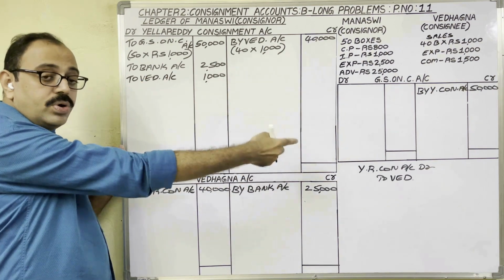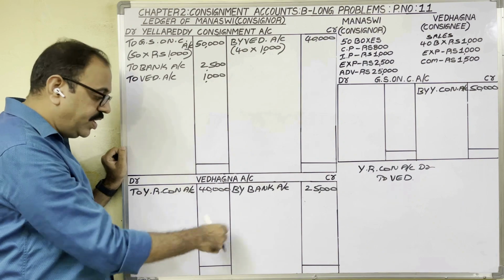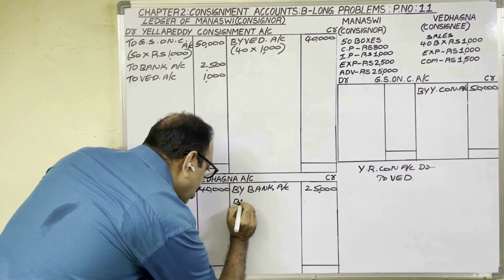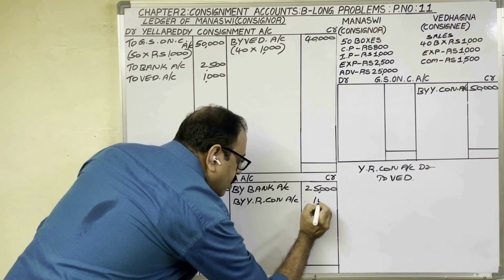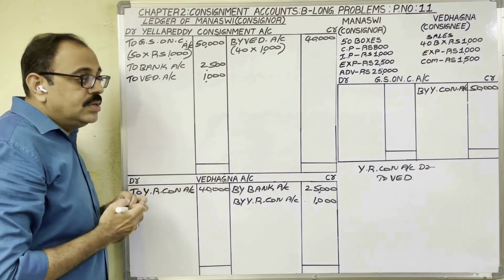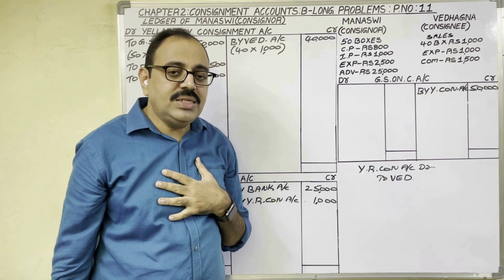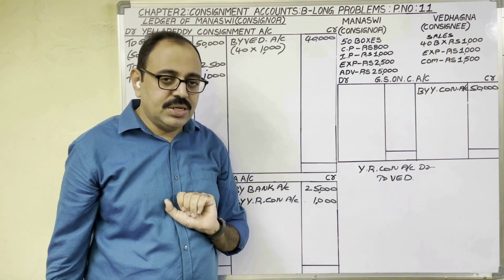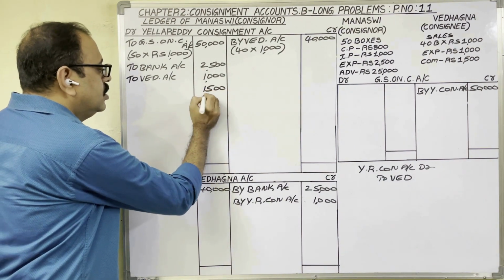As Vedagna's account is credited, we should post this entry on the credit side of Vedagna's account. What to write in particulars column? We debited LR&D consignment account. Write down that. 1000 rupees. Next, consignee's commission. For consignment business, this commission is an expenditure. Therefore, on the debit side we should write 1500 rupees.